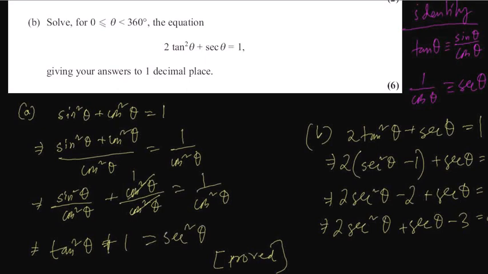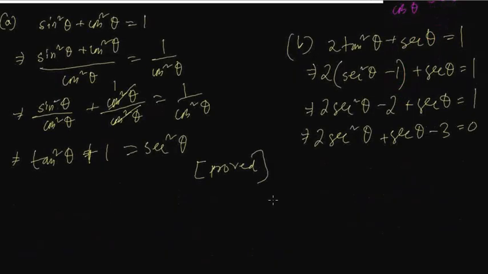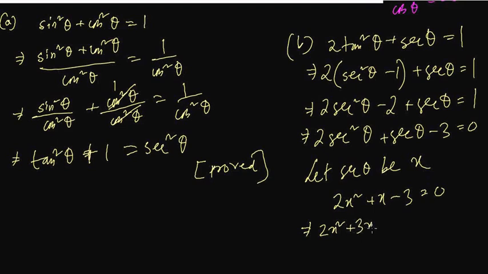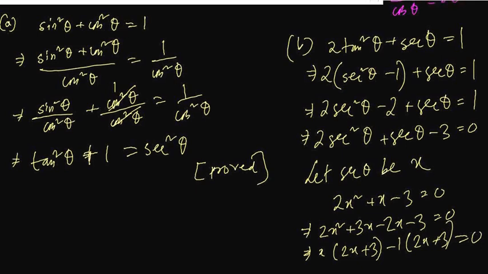So what we have to do here is use substitution. It's always a good idea to use substitution for cumbersome trigonometric expressions. So let sec theta be x. It will be 2x squared plus x minus 3 equals 0. We can do middle term break. 2 threes are 6. So 2x squared plus 3x minus 2x, that is going to be plus x. If we take x common, it would be x times 2x plus 3. If we take minus 1 common, it will be 2x plus 3 equals 0.